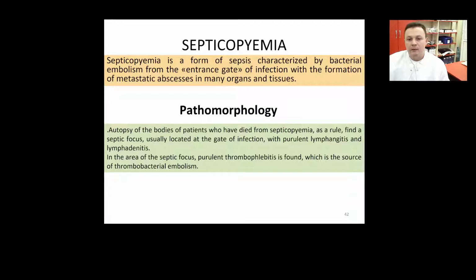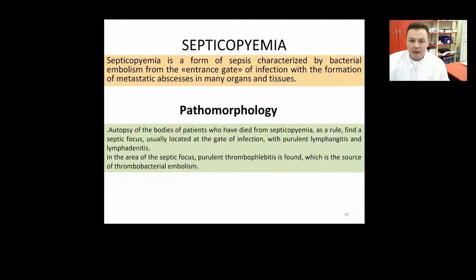Septicopyemia is the form of sepsis characterized by bacterial embolism from the entrance gate of infection with the formation of metastatic abscesses in many organs and tissues. Unlike septicemia, the disease does not have a violent course. The main role in the development of septicopyemia belongs to gram-positive pathogens.